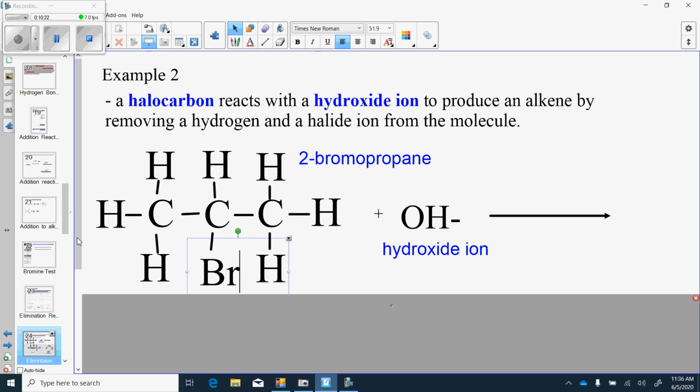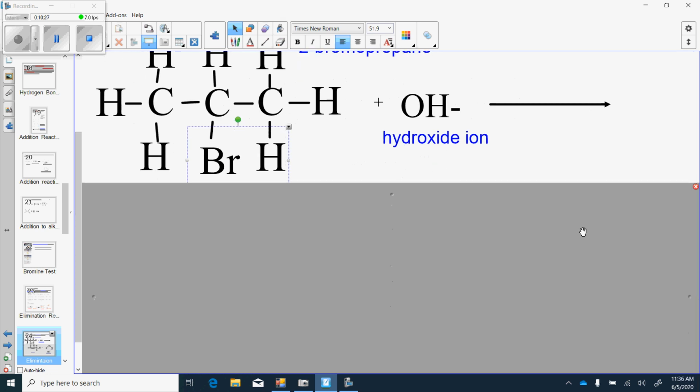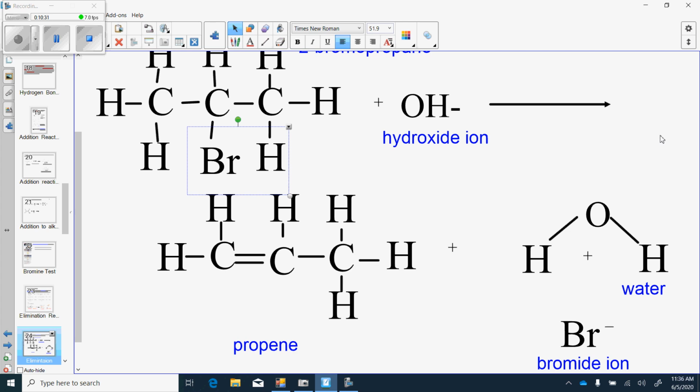With propane, though, you can count either way. So there's only one isomer. There is not an isomer. There's just one possible compound you can get here, okay? And there you go. Right, so you're getting one propene, your bromine ion, and your water, and that's the structural formula for water. Okay, so elimination, practice some of those.